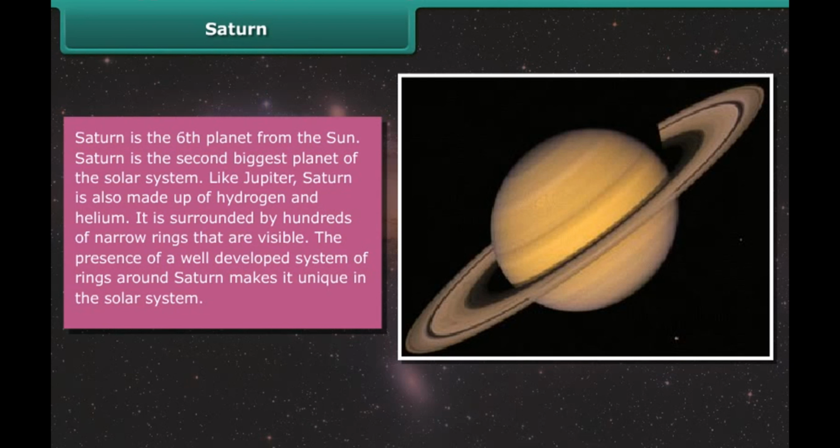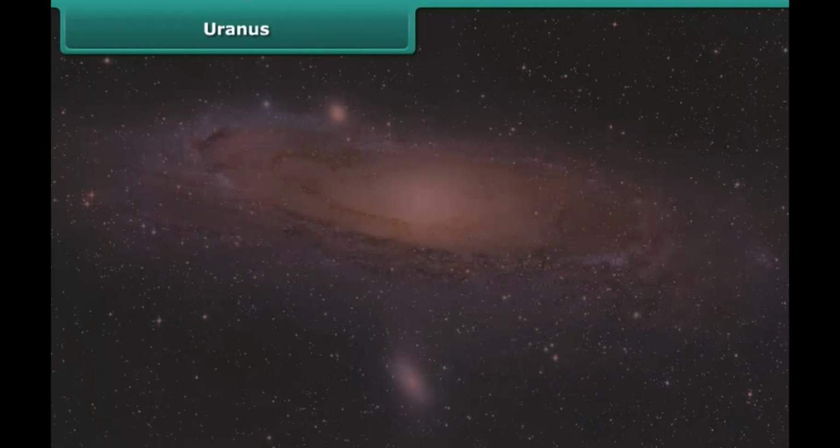Saturn is the second biggest planet of the solar system. Like Jupiter, Saturn is also made up of hydrogen and helium. It is surrounded by hundreds of narrow rings that are visible. The presence of a well-developed system of rings around Saturn makes it unique in the solar system.